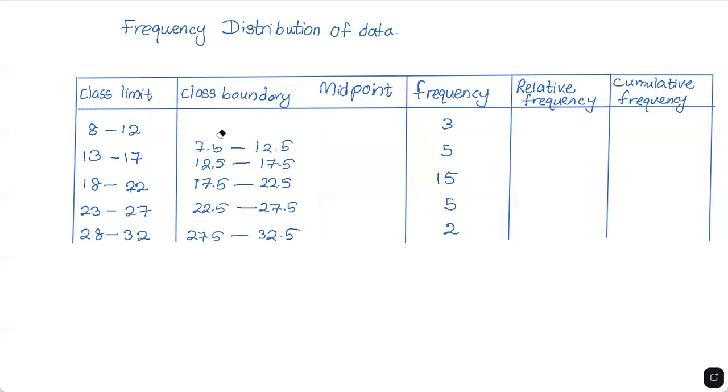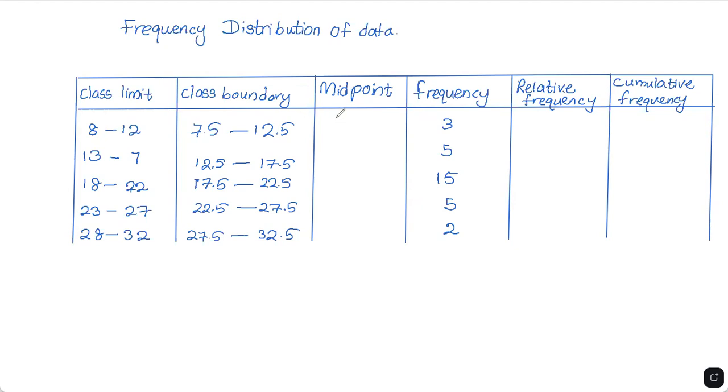I'm going to remove this one. Okay. So I'm going to write the first class boundary like this, which is 7.5 to 12.5. So these are your class boundaries.